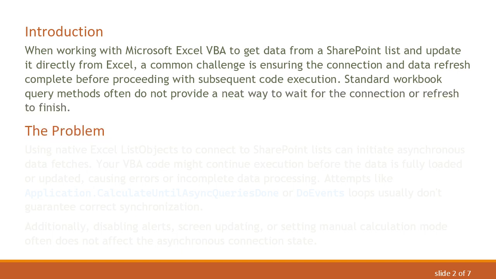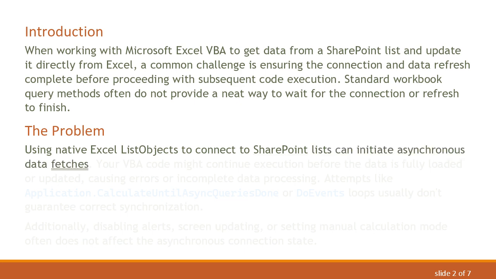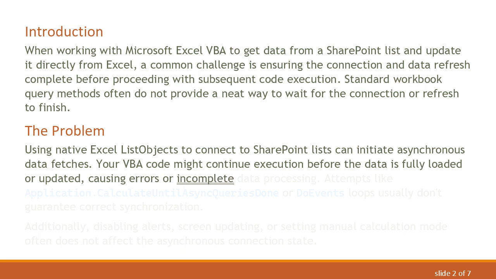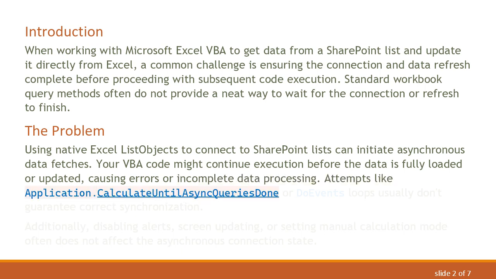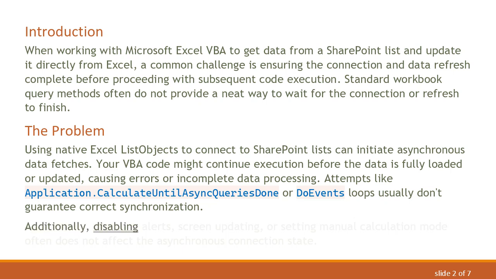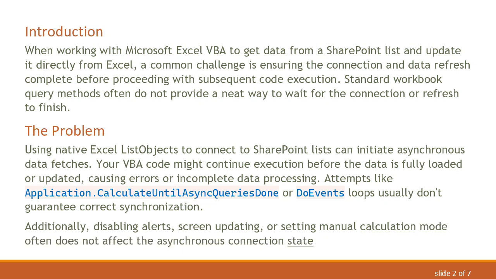The problem. Using native Excel list objects to connect to SharePoint lists can initiate asynchronous data fetches. Your VBA code might continue execution before the data is fully loaded or updated, causing errors or incomplete data processing. Attempts like Application.CalculateUntilAsyncQueriesDone or DoEvents loops usually don't guarantee correct synchronization. Additionally, disabling alerts, screen updating, or setting manual calculation mode often does not affect the asynchronous connection state.